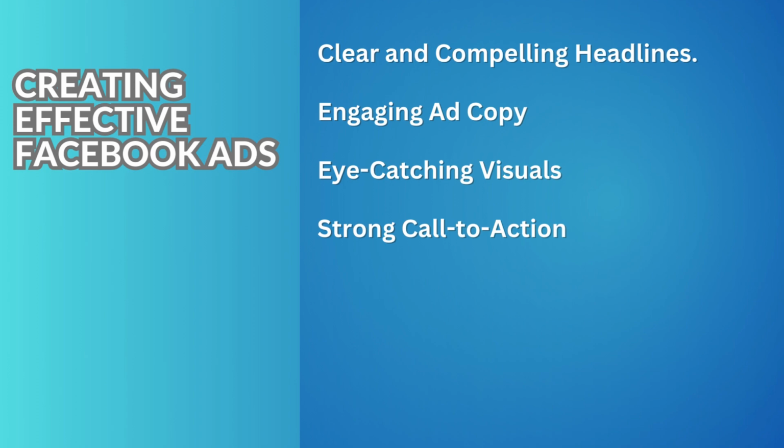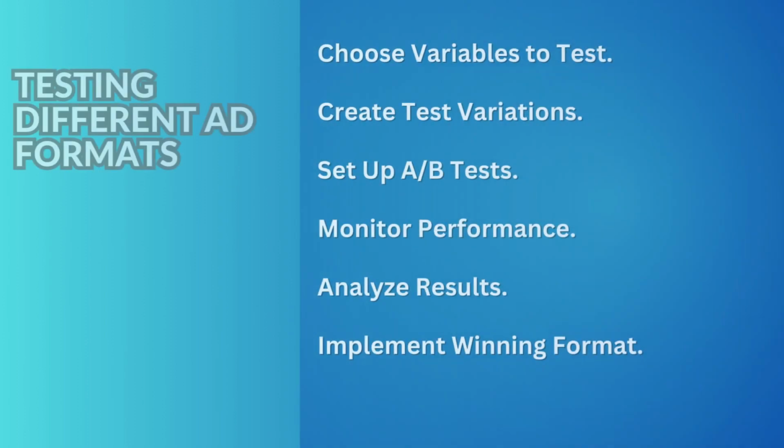Strong call to action. Include a clear and strong call to action that tells users what you want them to do, such as shop now, learn more, or sign up. Section 4. Testing different ad formats. A/B testing is crucial for determining which ad formats perform best for your specific marketing objectives. Choose variables to test. Select 2 or more ad formats to test, such as image ads versus video ads or carousel ads versus collection ads.